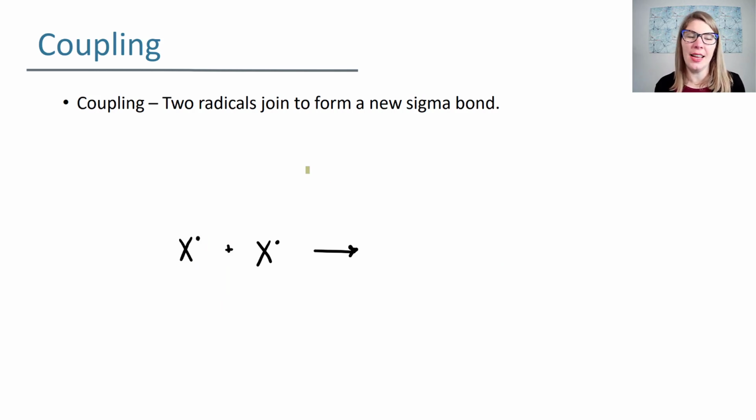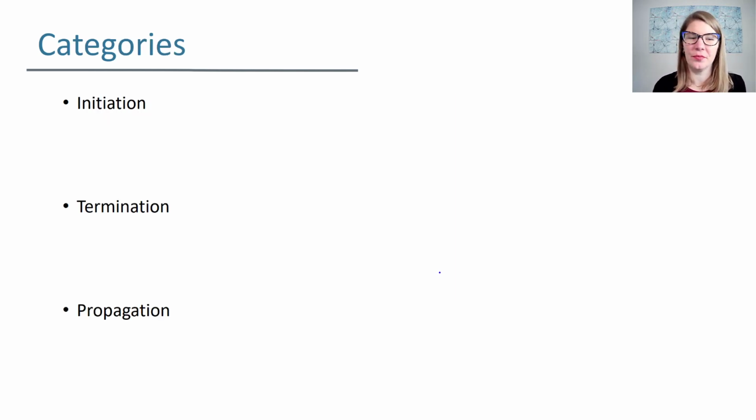Our last idea is called coupling. Coupling is when two radicals come together, they form a new sigma bond, and they, well, terminate, right? They end up killing the radicals. No more radicals. And that leads us into some classification of these different patterns. So let's talk about that next.